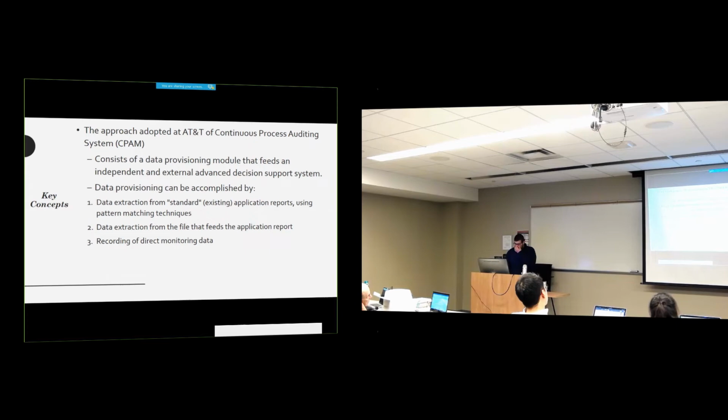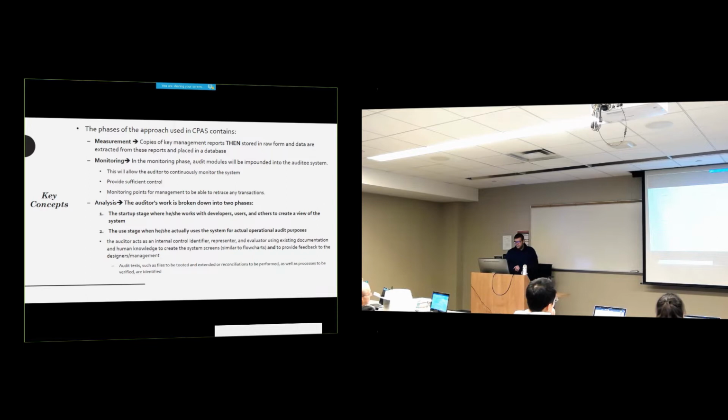So the approach adopted by the continuous process auditing system contains a data origin module that feeds an independent and external advanced decision support system. Those data origins can be accomplished by data extraction from the standard application report using pattern matching techniques, then data extraction from the file that feeds the application report, then recording the directory data. We'll go through the steps of the approach used: measurement, monitoring, analyzing, and then metrics, analytics, and alarms.